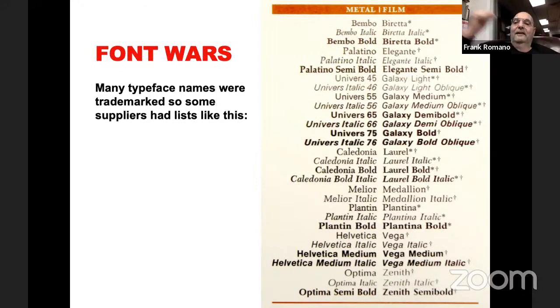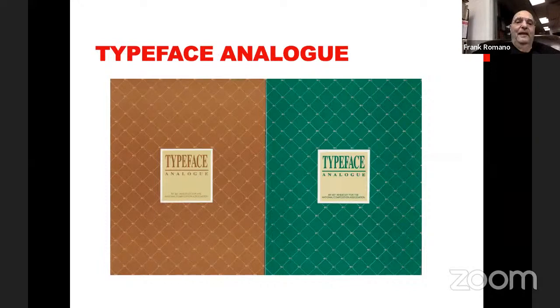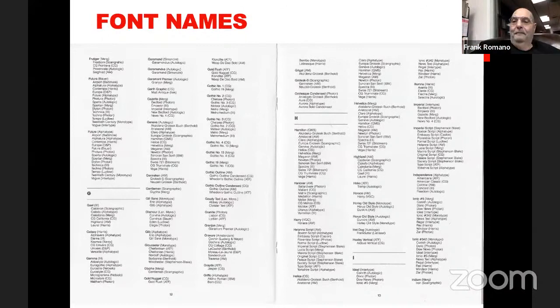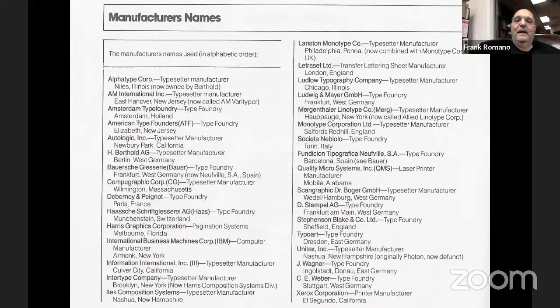So what wound up is I published for years a typeface analog. I did 5 or 6 of them. It was a list of all of the fonts by each company, the name of the font and what the companies called it. Here's a closer view of it. And by the way, this will give you an idea how many companies were involved in the industry. A phenomenal number of organizations were involved in the font libraries. And again, everybody called the fonts by different names.